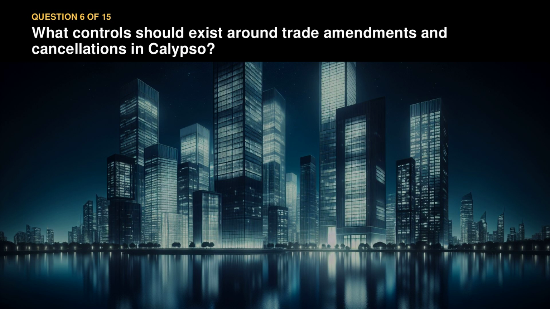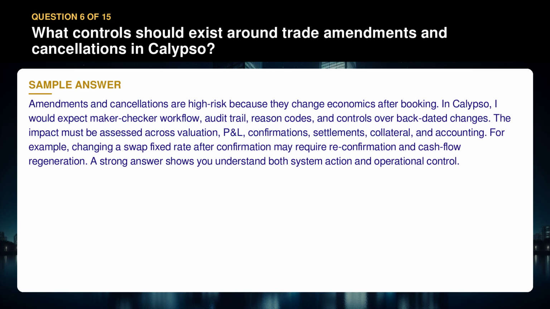Question 6. What controls should exist around trade amendments and cancellations in Calypso? Amendments and cancellations are high risk because they change economics after booking. In Calypso, I would expect maker-checker workflow, audit trail, reason codes, and controls over backdated changes. The impact must be assessed across valuation, profit and loss, confirmations, settlements, collateral, and accounting. For example, changing a swap fixed rate after confirmation may require reconfirmation and cash flow regeneration. A strong answer shows you understand both system action and operational control.